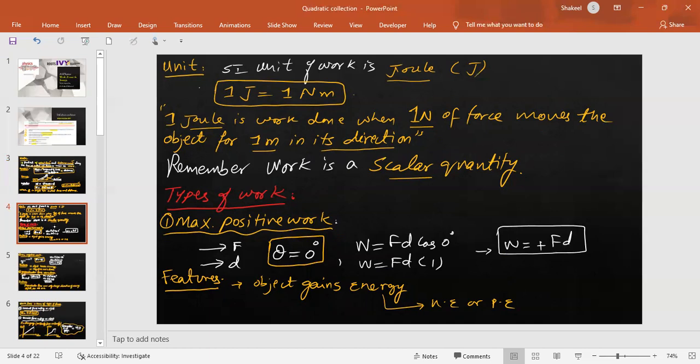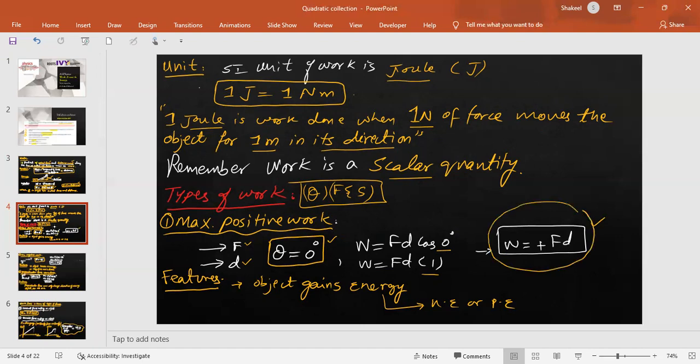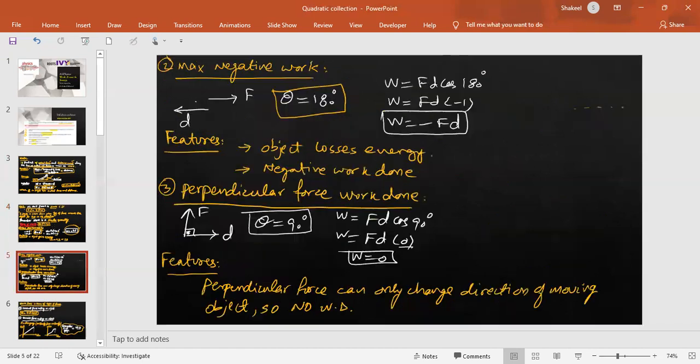There are 3 types of work. The types are based on the angle between force and distance. The first one is maximum positive work. This happens when force and distance are exactly in the same direction. It means the angle between them is 0. You put theta 0, and you know cos 0 is 1. So you get W equals plus FD. This is the maximum work that you can get. The feature of this work is that the object gains some energy. This energy can be either kinetic or potential.